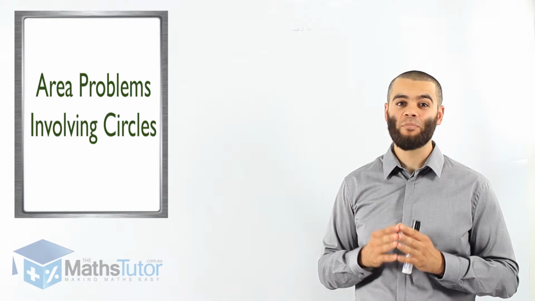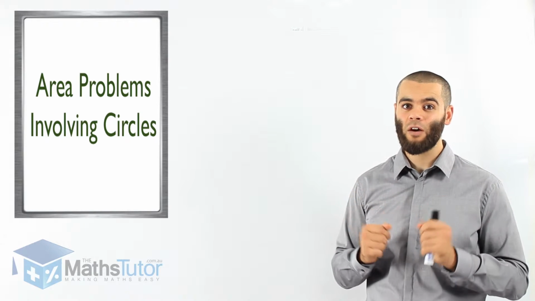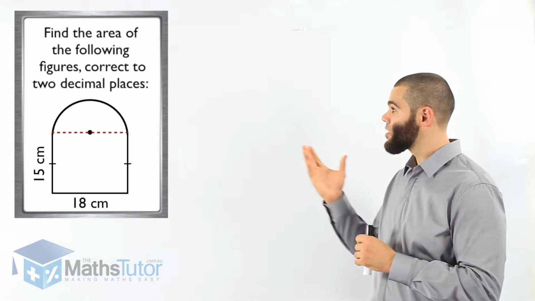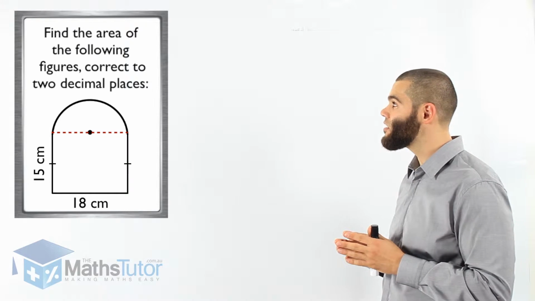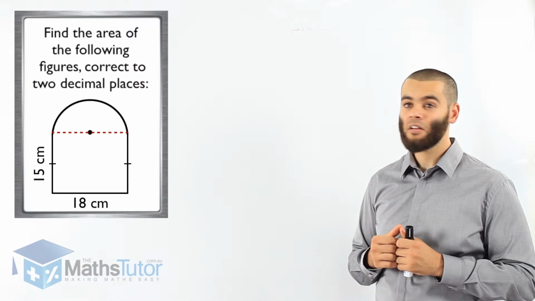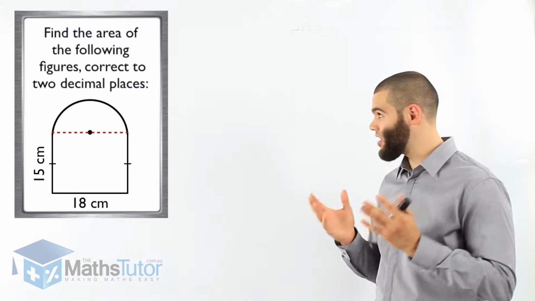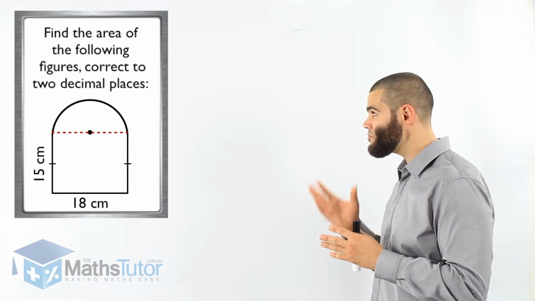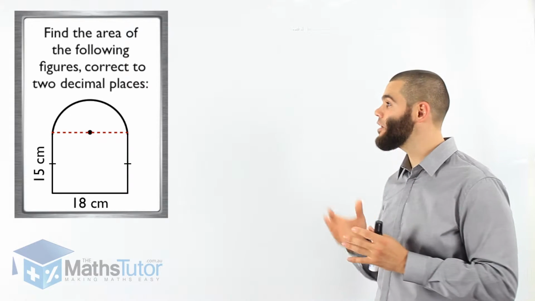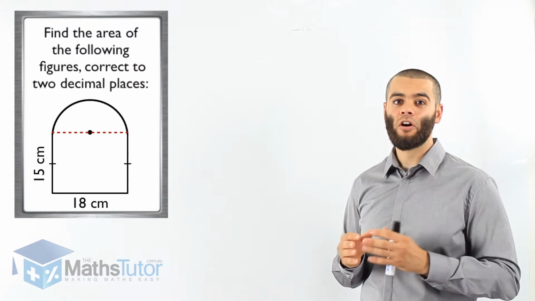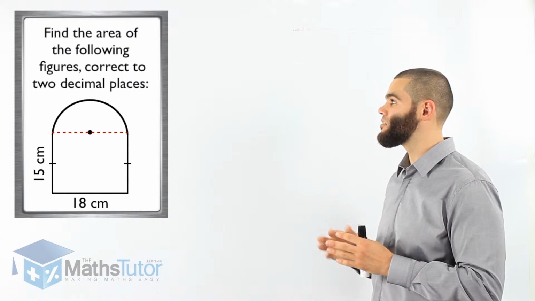I'm going to show you some examples to help you understand how to find the solution of these area problems. Now let's do the first one. The first question says, find the area of the following figures correct to 2 decimal places. So this figure here, we notice it's made up of a rectangle with sides 18 and 15, and it's also made up of a semicircle. So we have to find the area of the rectangle and the area of the semicircle and then add them up to find the total area of this figure.